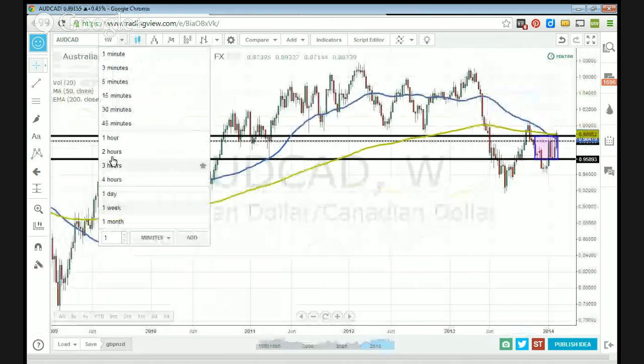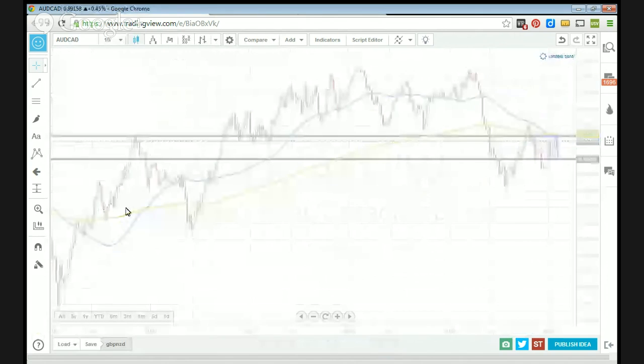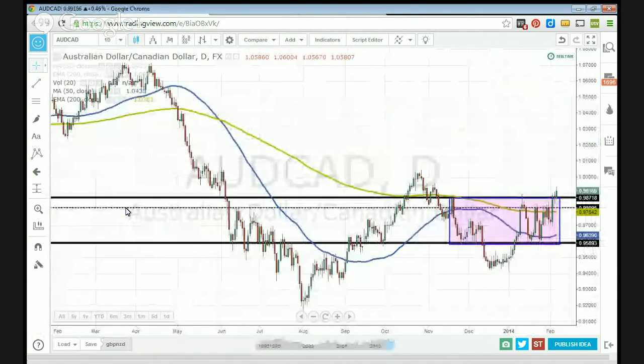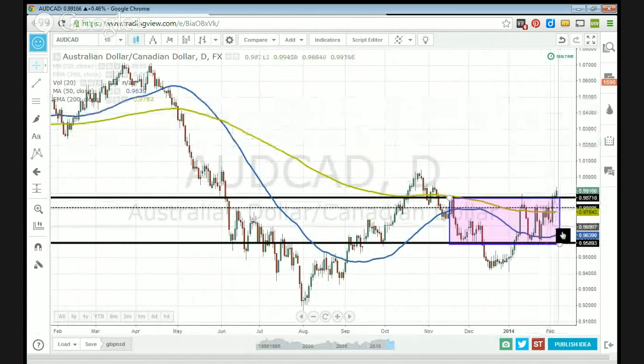And I should note that I still have an order to... Okay, we've broken out of the top of this range. That's actually pretty interesting. I was thinking about shorting this, you may recall, yesterday, Aussie CAD.